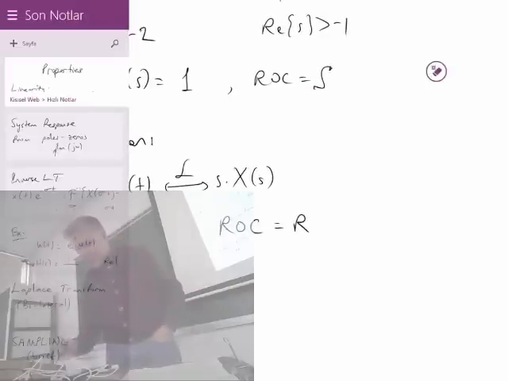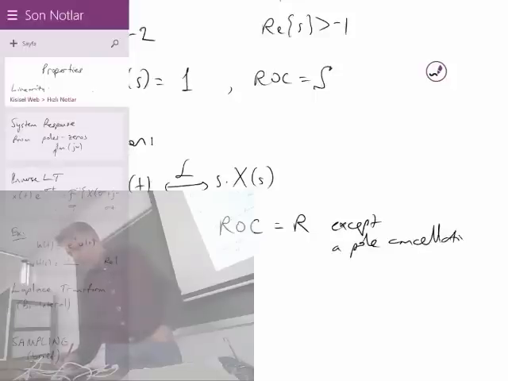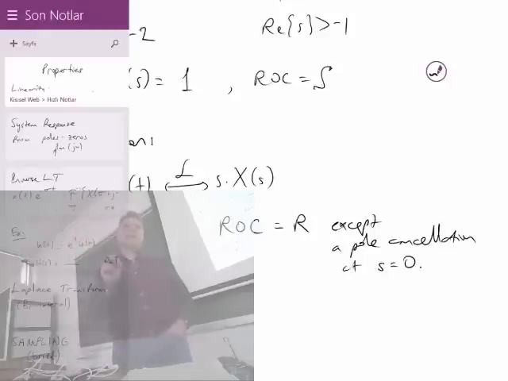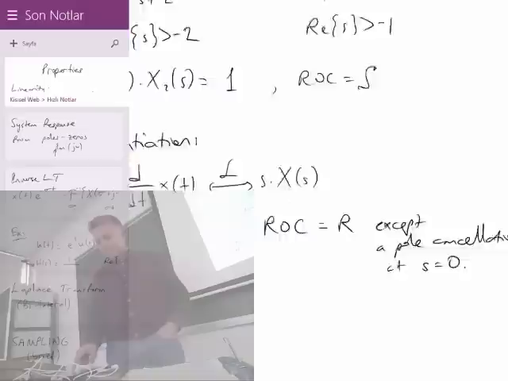Or let's say, except a pole cancellation at S is equal to zero. So you must only be careful about a pole at zero. If there is no pole at zero, it's the same.